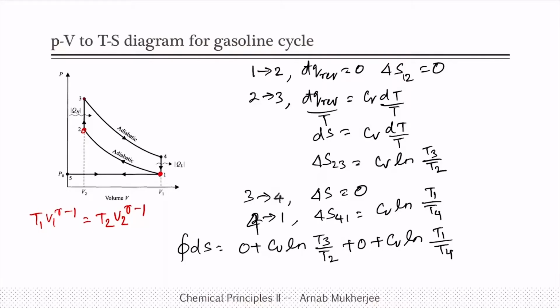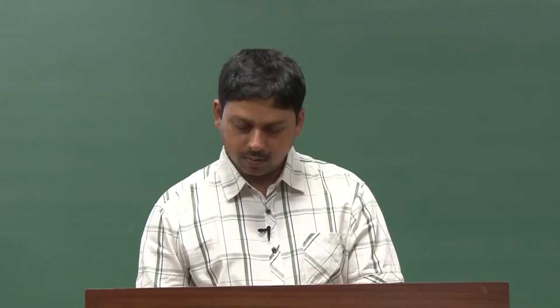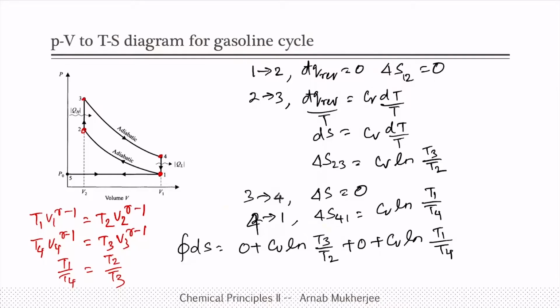Similarly, 3 and 4 are also connected by an adiabatic path, and therefore, we can use the relation T4 V4 to the power gamma minus 1 is T3 V3 to the power gamma minus 1. We have done that before also. Now, let us take the ratios of these two. So, T1 by T4, since V1 and V4 is same, is T2 by T3, right. So, we have not done PV to TS diagram as of yet. What right now we are doing is just to show that the overall entropy is 0. First we will do that, and then we will talk about PV to TS diagram.